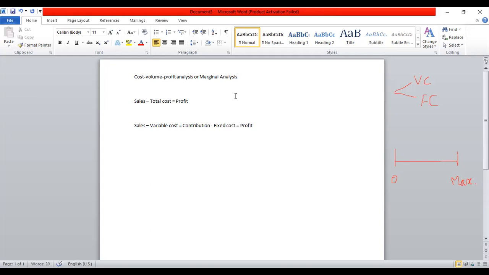Basically, we are arriving at the same profit. The profit from the two equations is the same, but in between, this total cost is split into the variable component and the fixed component. Separately they are deducted. So right after deducting the variable cost from sales revenue, the profit which is arrived at is called controllable profit because variable cost is also controllable.